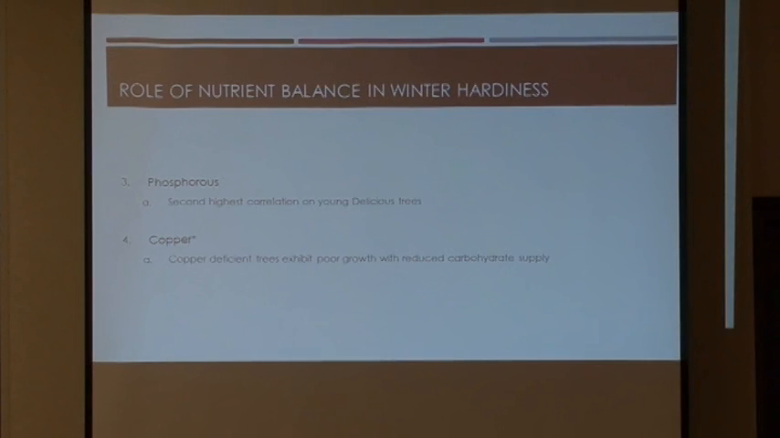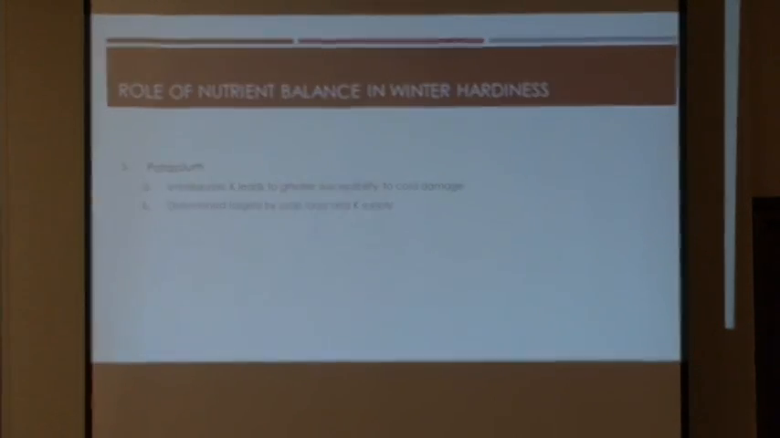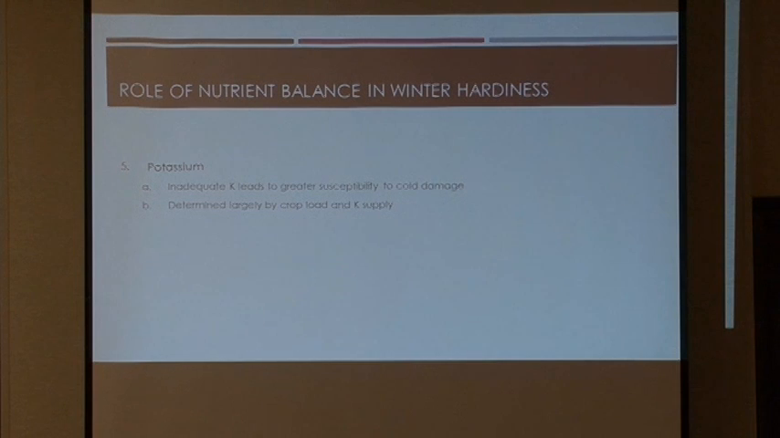Copper: a copper deficient plant is going to have poor growth, and again, it's going to be susceptible to winter injury. Copper deficiency is more likely to happen in gravel soils, sometimes even in highly organic soils. And if you don't have enough potassium, again, you are going to be more susceptible to winter injury. This can happen if you have a heavy crop, because the crop is a really big sink, and the plant starts taking phosphorus out of the leaves and putting it in the crop.